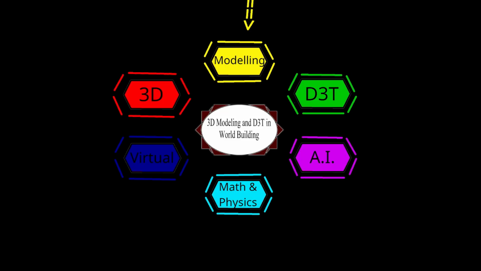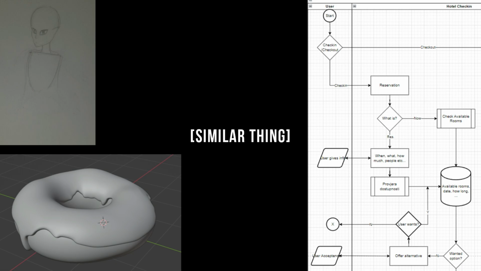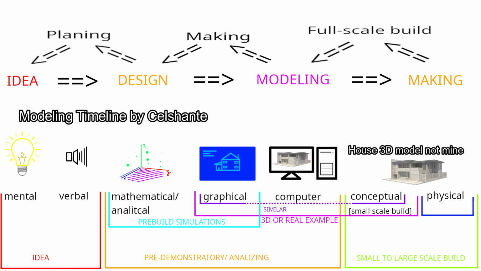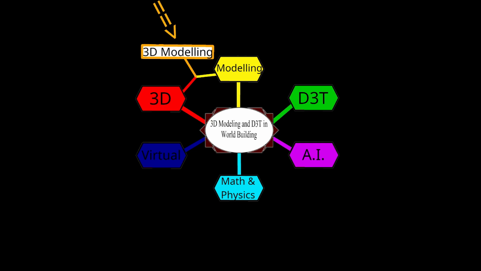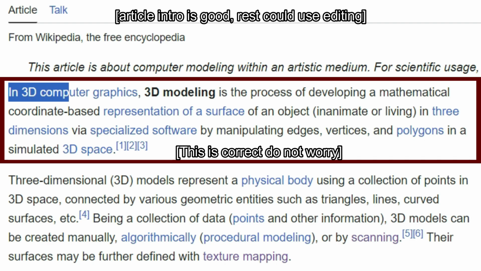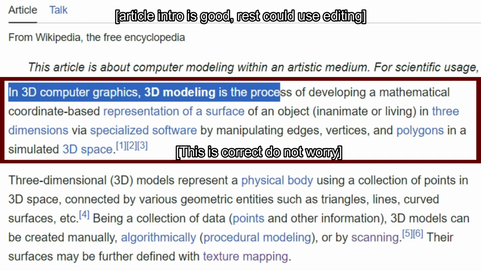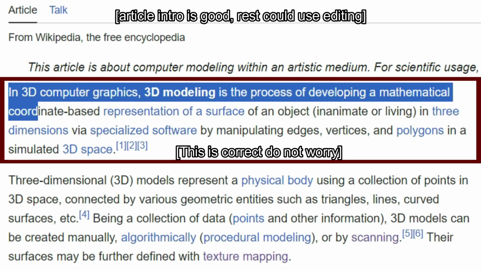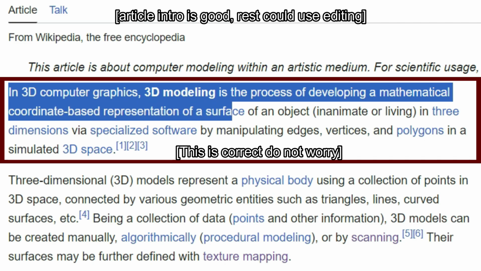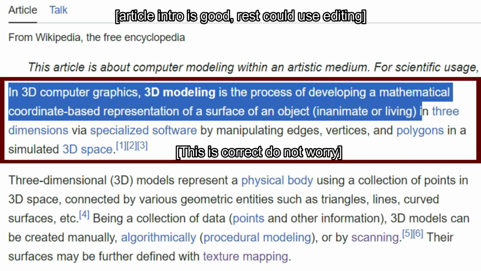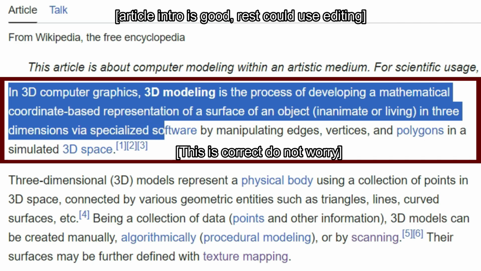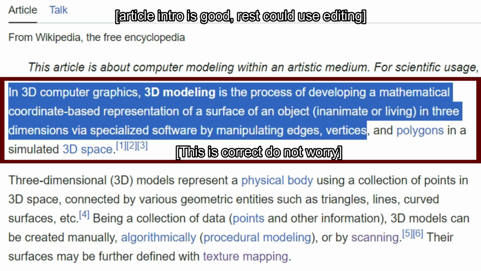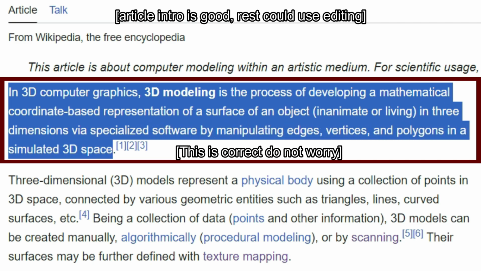When it comes to modeling, it is related to this topic by having a model for design or design model. Modeling is making a given design, while a design is planning an idea for creation. 3D modeling. According to the wiki, in 3D computer graphics, 3D modeling is the process of developing a mathematical coordinate-based representation of a surface of an object, inanimate or living, in 3 dimensions via specialized software by manipulating edges, vertices, and polygons in a simulated 3D space.